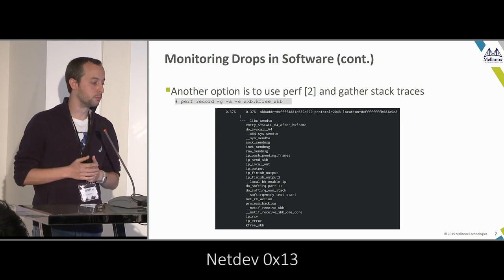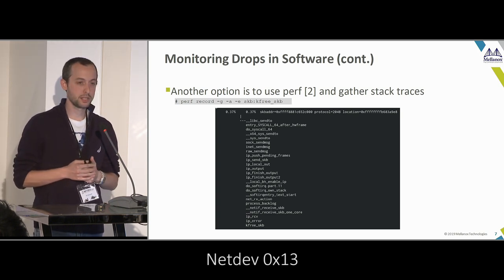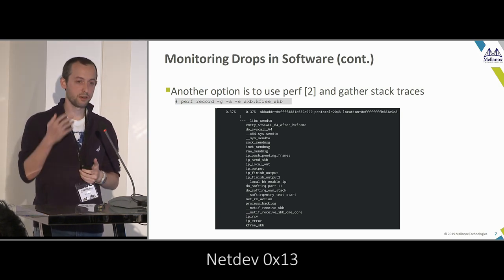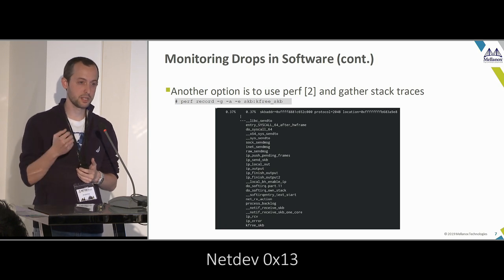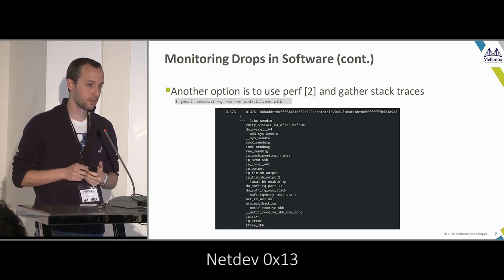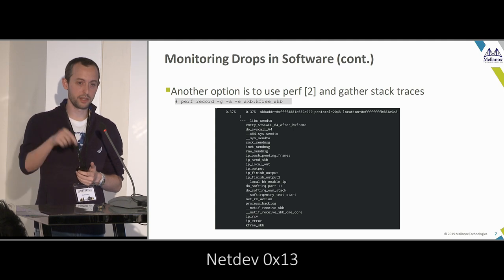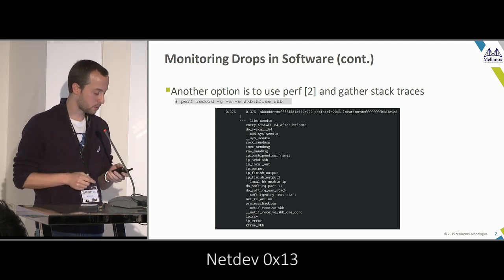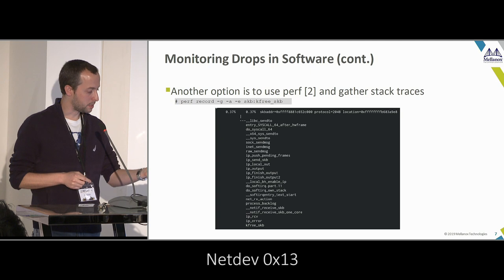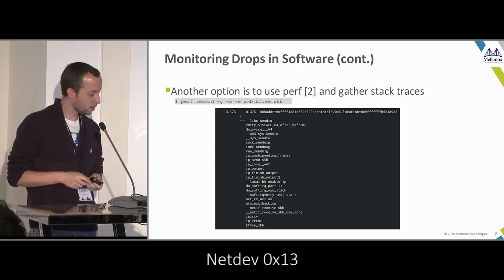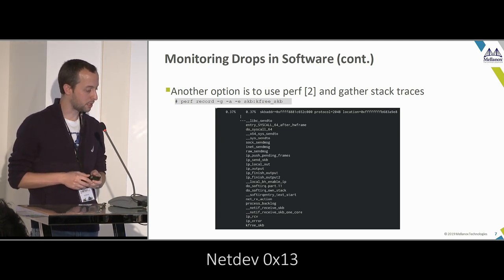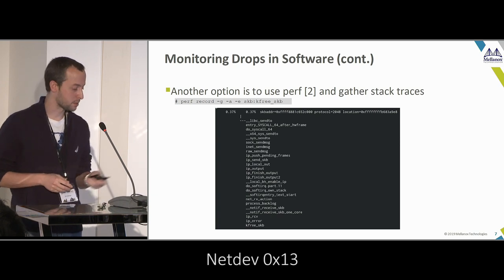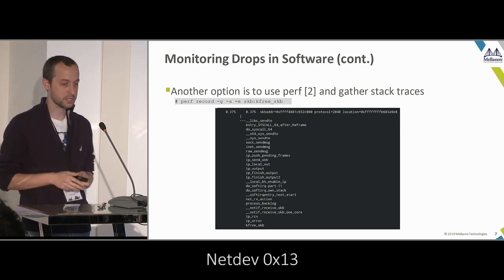Another way to debug these drops is by using perf and gathering stack traces, and then you can see all the path that the packet did until it was dropped. Okay. So in this case, the packet was routed and eventually dropped by IP error. It was IP received, then IP error, then came free SKB.